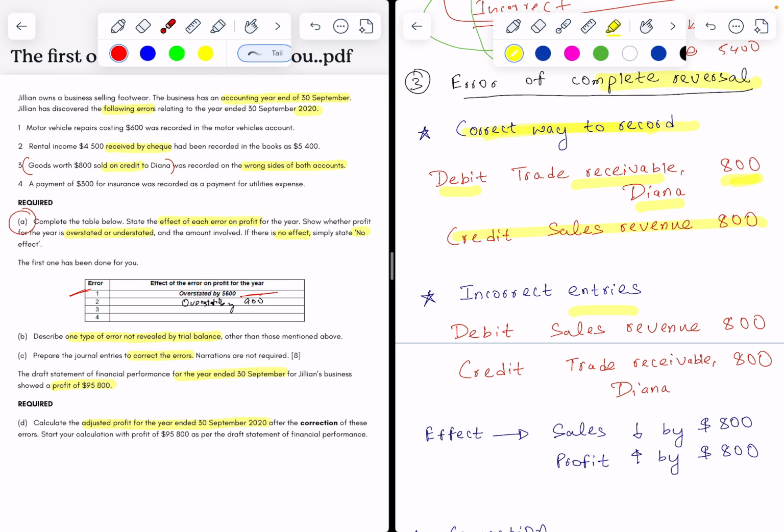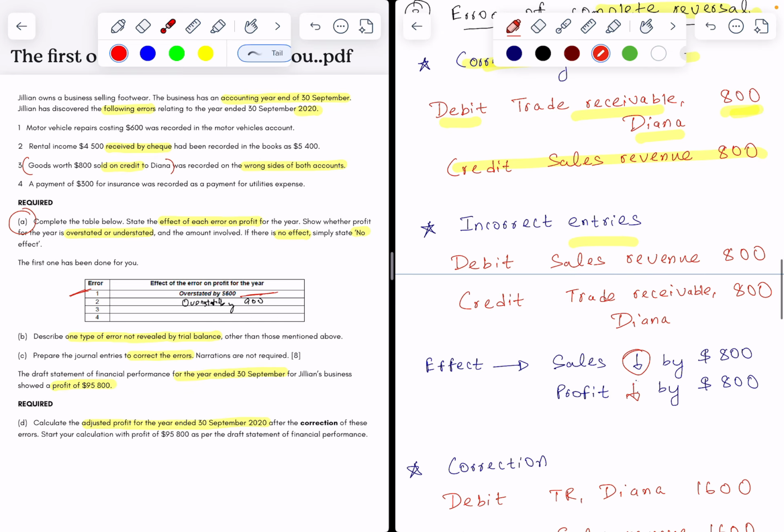Okay? Now, the effect on profit for this error is that when you debit the sales revenue by 800, your revenue is going down. So that's why your sales would have gone down by 800. So when sales go down, your profit should go down by 800, all right? Because profit is calculated as the difference between revenues or sales minus expenses. So as part of the incorrect entry where we are debiting the sales revenue by 800, that means our revenue is going down by 800, which means our profit should go down because of the direct relationship between profit and sales. Now, how do we correct this?